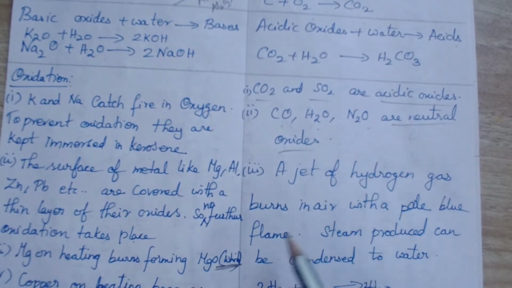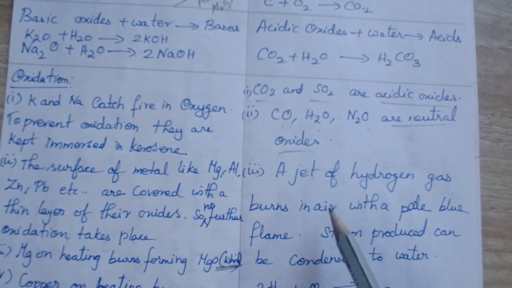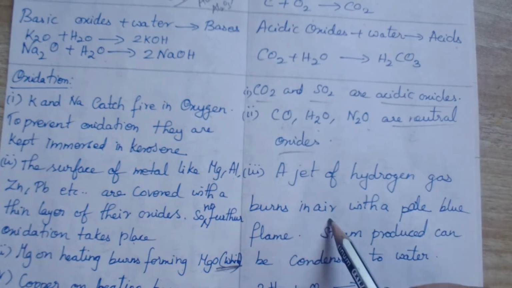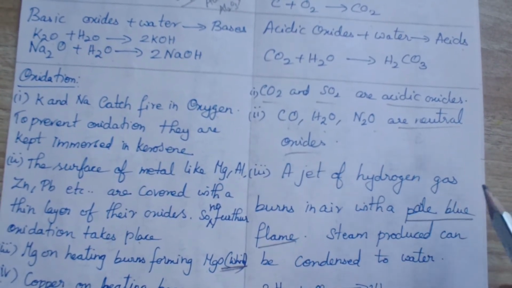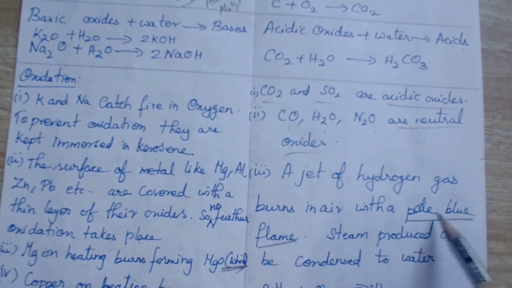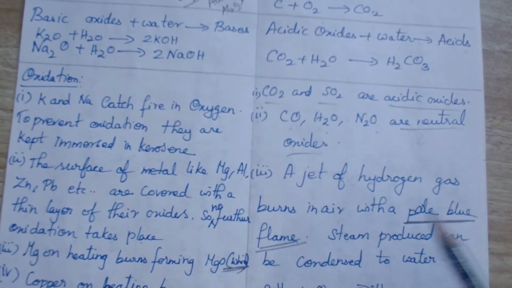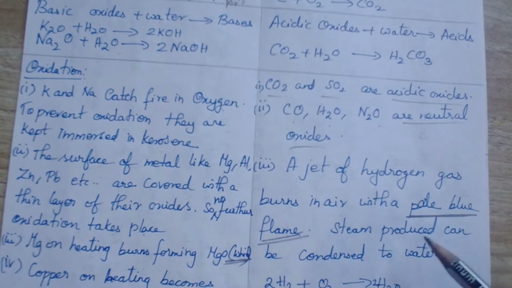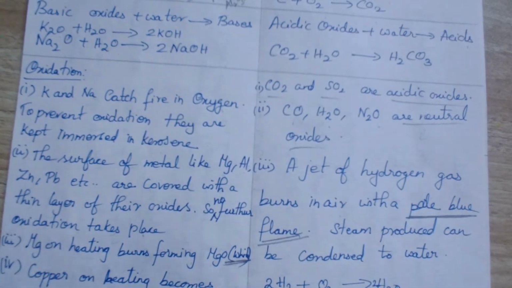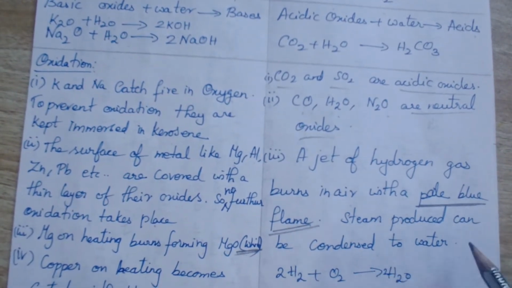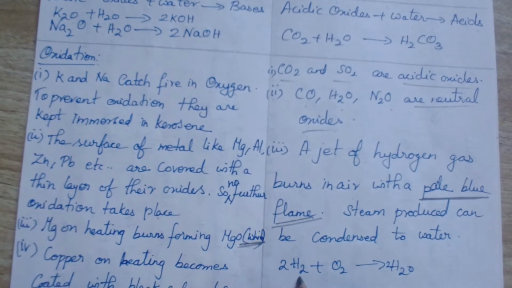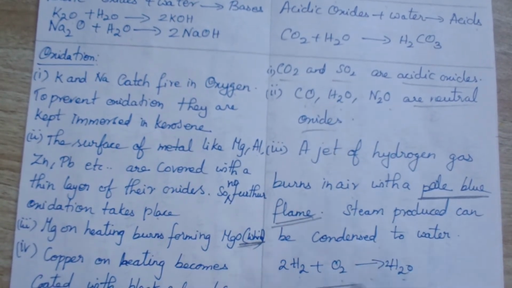A jet of hydrogen gas burns in air with a pale blue flame. While burning, steam is produced, right? The steam produced can be condensed to water. If you condense that, it is converted into water. It means H2 plus O2 gives H2O.